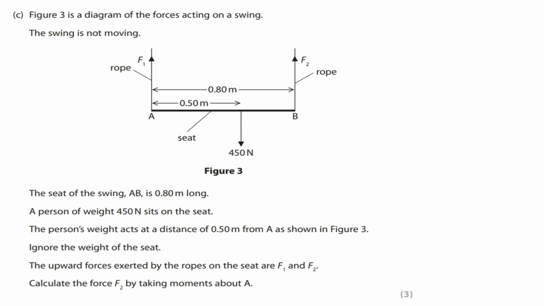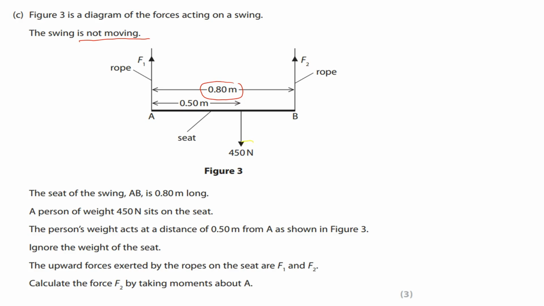So let's look at another question. Figure 3 is a diagram of the forces acting on a swing. The swing is not moving. Let's take note of that. The seat of the swing, AB, is 0.8 meter long. A person of weight 450 Newtons sits on the seat. So this is where the person is sitting, 450 Newtons.